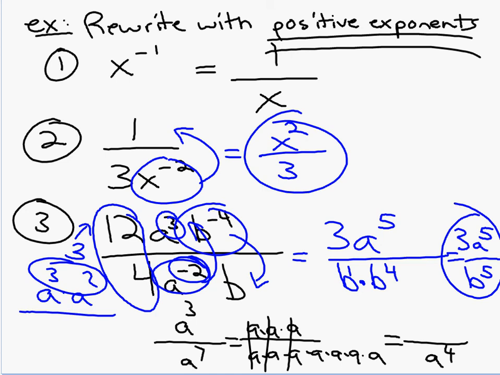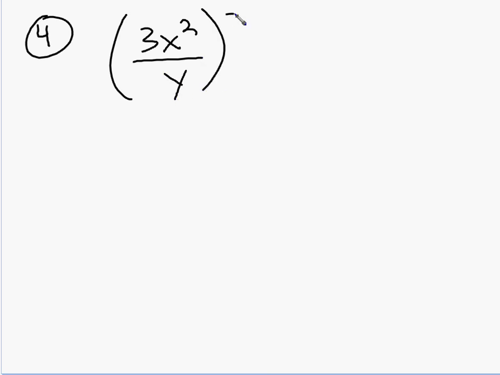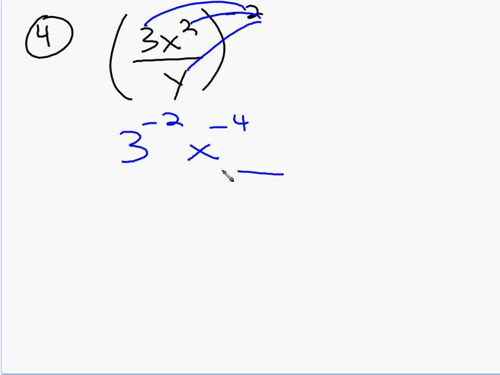Let's do one last problem, then we'll stop. (3x² over y) all to the -2. Well, I've got a power to a power, and I've got a quotient, but remember, we're trying to get positive exponents. Well, the first thing I would do is I'd go ahead and distribute all these, just to clean it up a little bit. 3 to the -2, x to the -4, y to the -2.